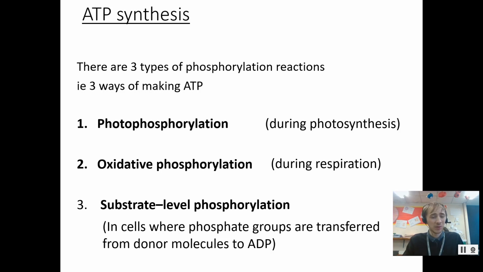But for now, I would say don't worry about this. Only bring it up in case somebody mentions these terms to you in passing. For instance, a teacher, I think oxidative phosphorylation was talked about in your lesson, or if you come across it in a textbook.